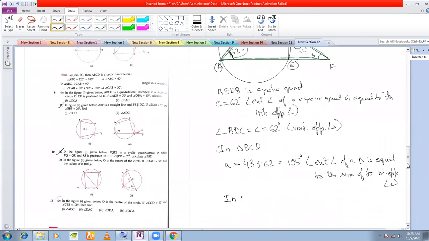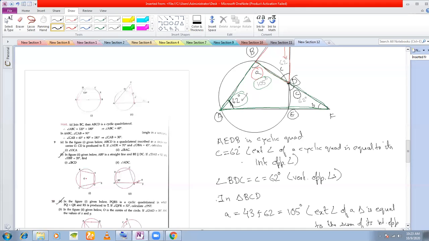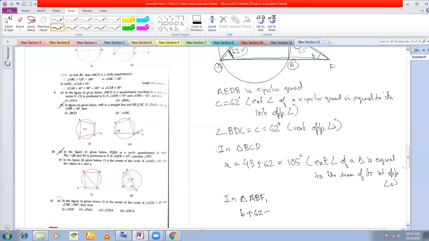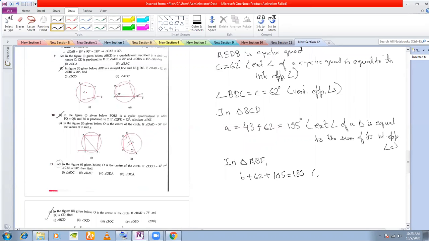So in triangle ABF, you have B plus 62 plus 105 is equal to 180, because sum of interior angles of a triangle is 180 degree. That means B is 180 minus 62 minus 105. Okay, so 13 will be the answer. 13. Fine, 13. Okay, so this is this one.